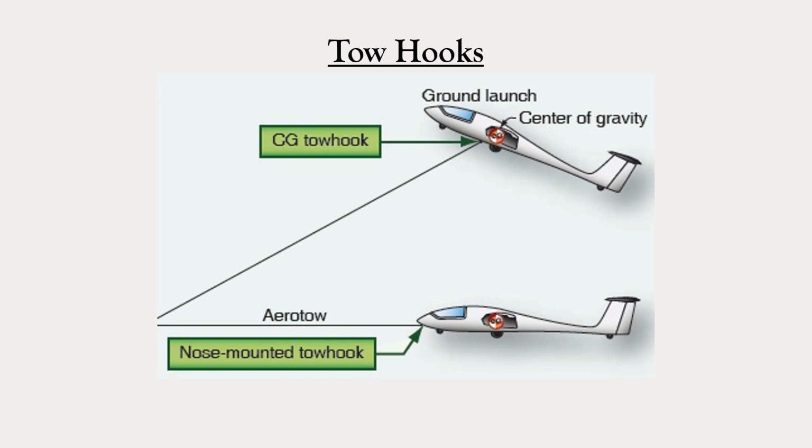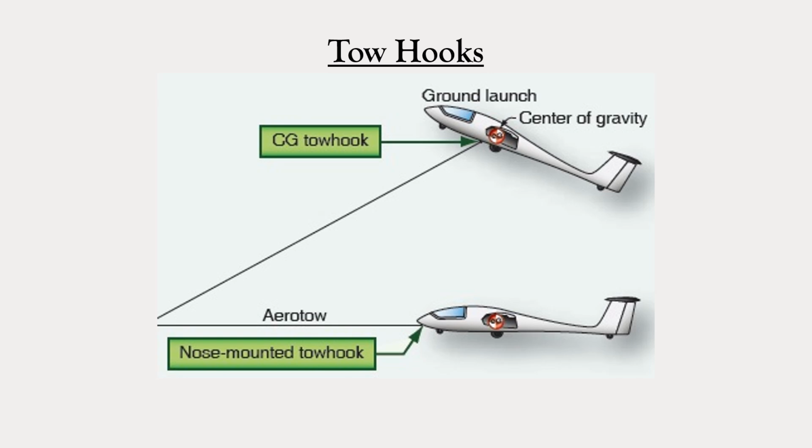Another thing to know about tow hooks is that there's two different places on the glider that tow hooks may be located. Most of our gliders have nose-mounted tow hooks. The nose-mounted tow hooks work the best for aero tow when we're towing with a tow plane.